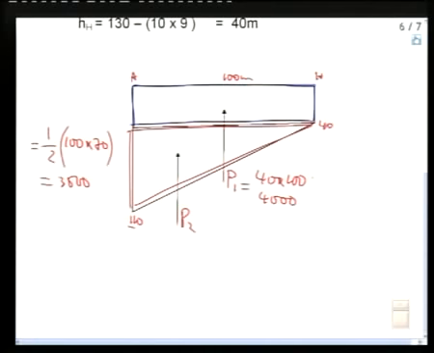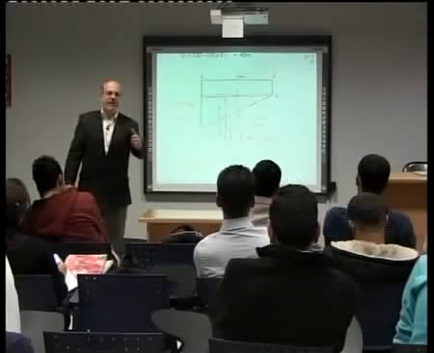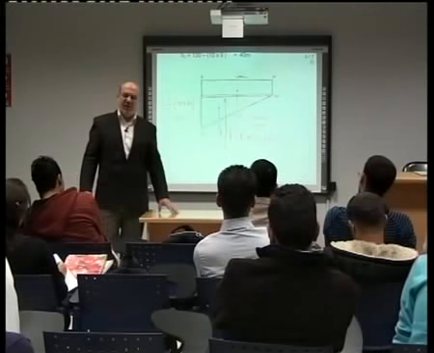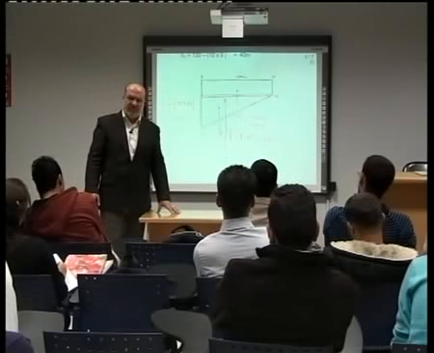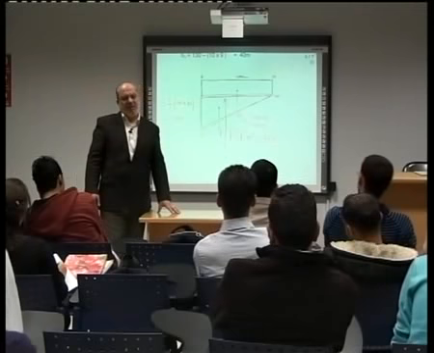So, P resultant equals P1 plus P2, which is 4,000 plus 3,500, which is 7,500. So P is 7,500. If W, which I gave you, is 6,000, there is a problem. It's not safe.